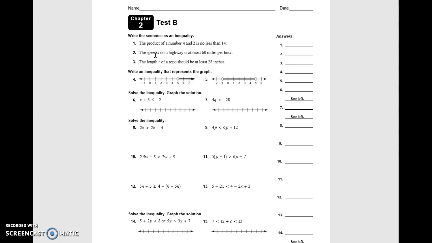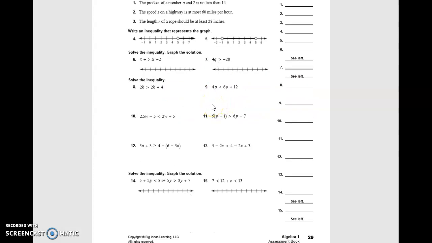6 and 7 are one-step problems. Don't forget to graph. When it says see left here, that means you have something else to do on the left. So to solve the equation, write it on the line, and then don't forget to graph. Solve the equation, write it on the line, and then don't forget to graph.